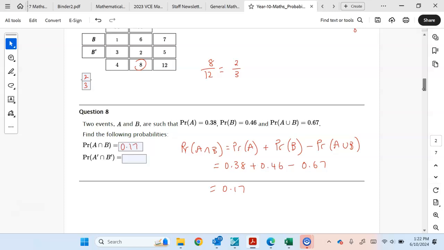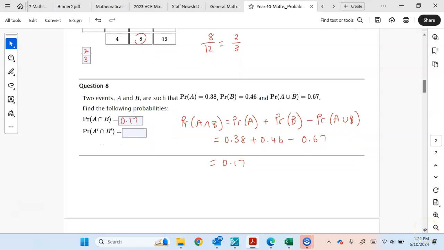All right, and then the probability of not A and not B. Let me just scroll down here. So if we wanted to, we could do this on a two-way table. Or we could just do, I'm just thinking. Yeah, so if the probability of A or B is 0.67, the probability of not A and not B would be 1 minus that. But I also want to show you on a two-way table because I'm a huge fan of two-way tables.